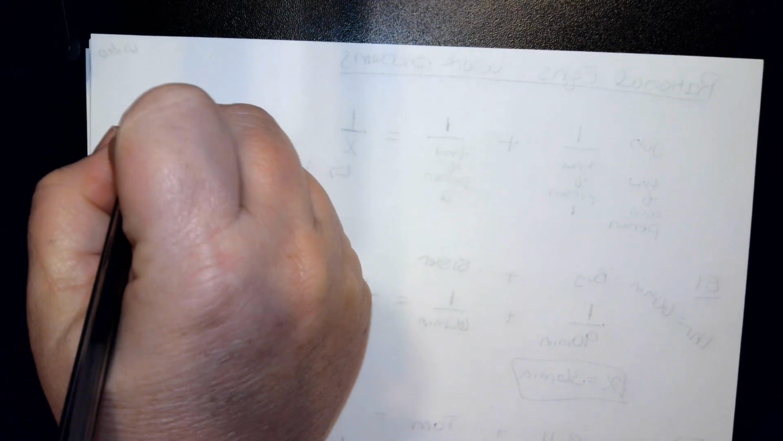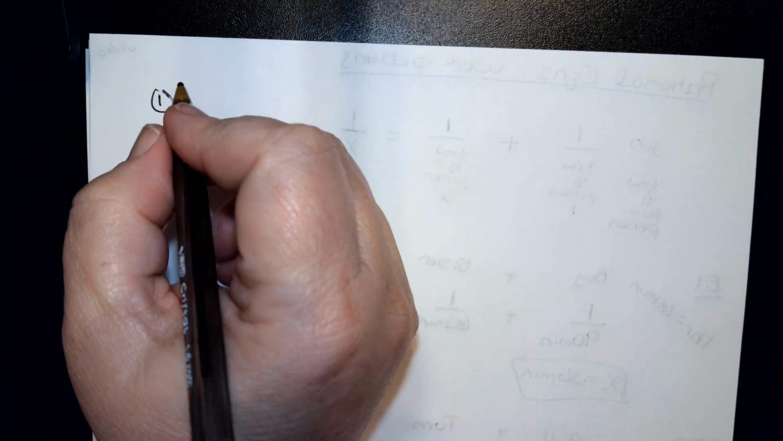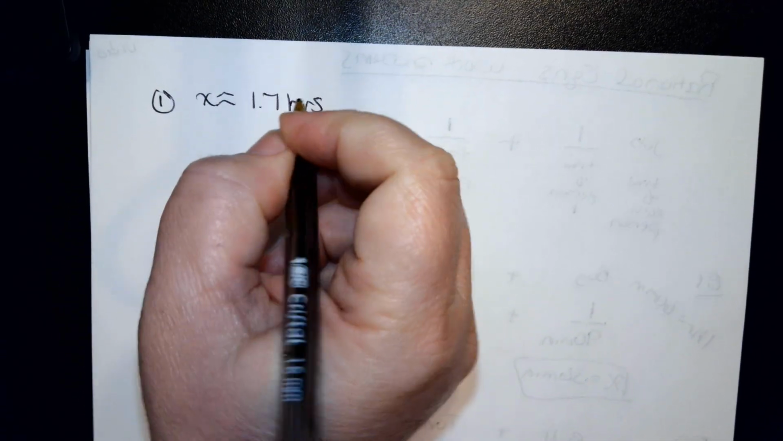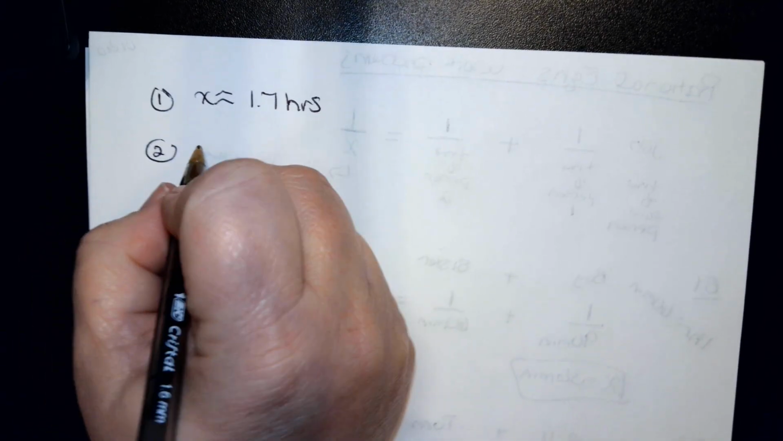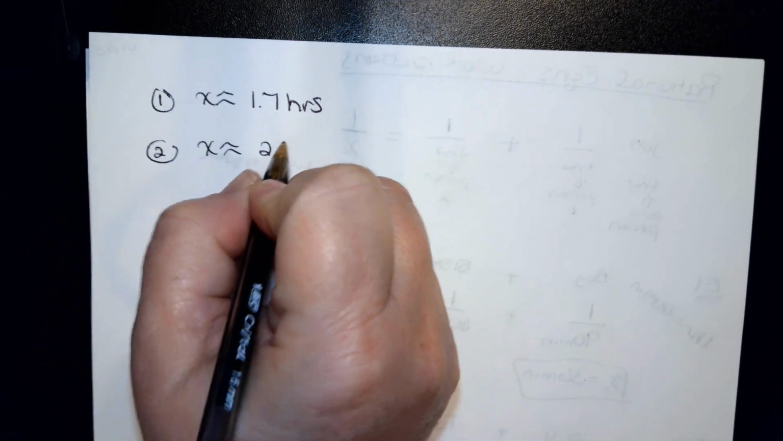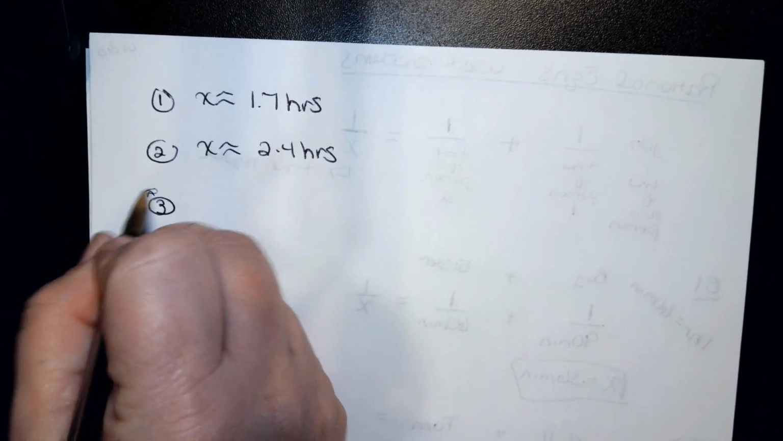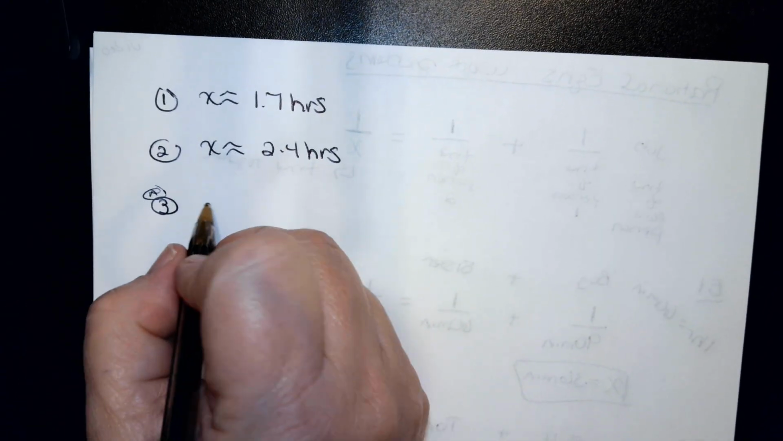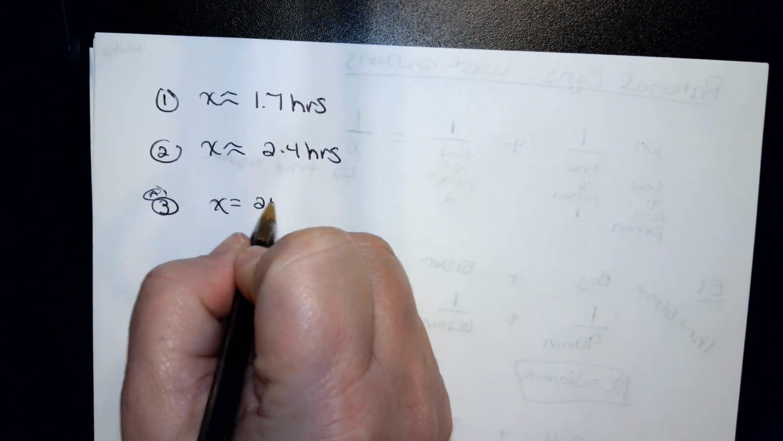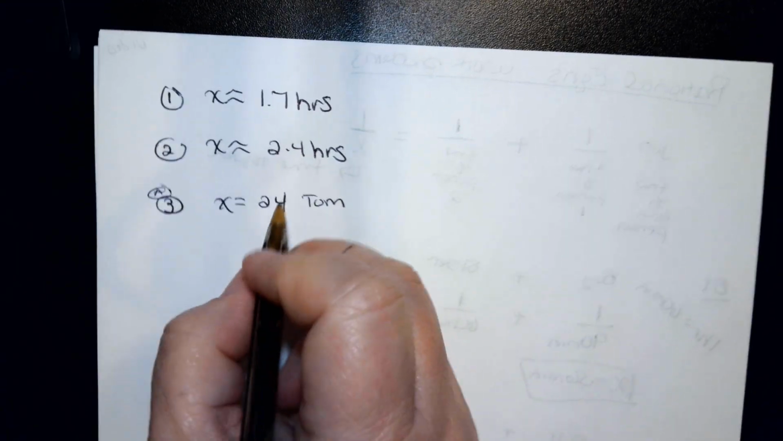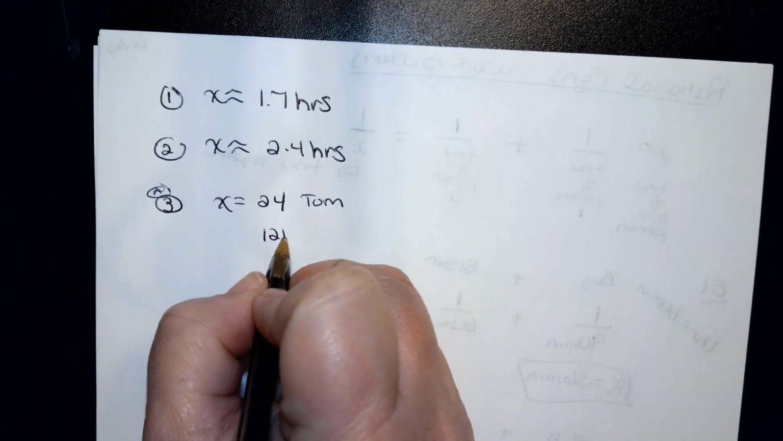All right, so I do want you to include these problems in your notes. For that first example that you had to work on your own, you should have gotten x is approximately 1.7 hours. For number 2, you should have gotten x is approximately 2.4 hours. For number 3, which was probably the most difficult one, you should have gotten x equals 24 for Tom, and then Jerry would have been 12 hours.